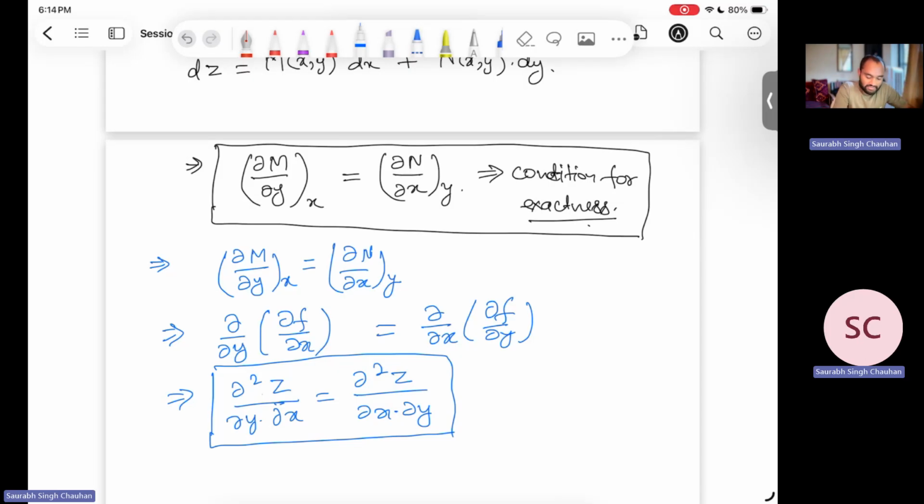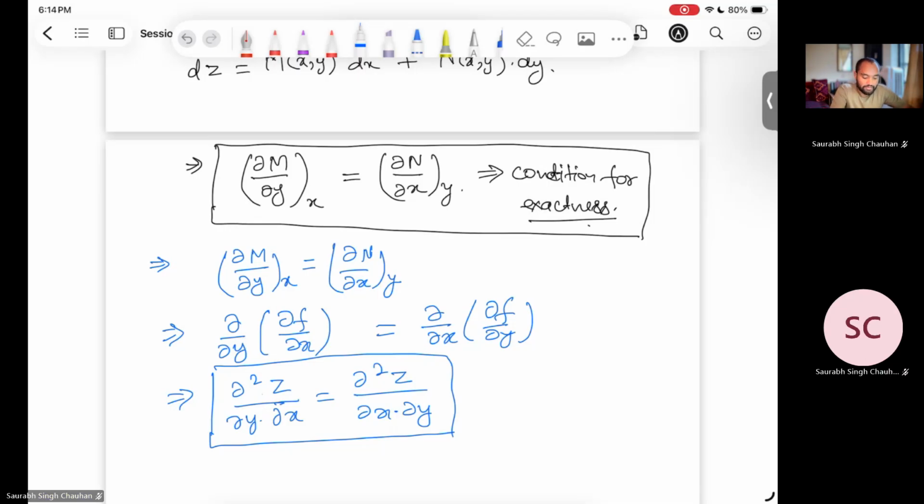You will get another expression, and both of those expressions should be equal. If both expressions are equal, then we say that this z has an exact differential. This is the condition for exactness. If this condition is followed, then we say that it has an exact differential, or that it is path independent, or that it is a point function.